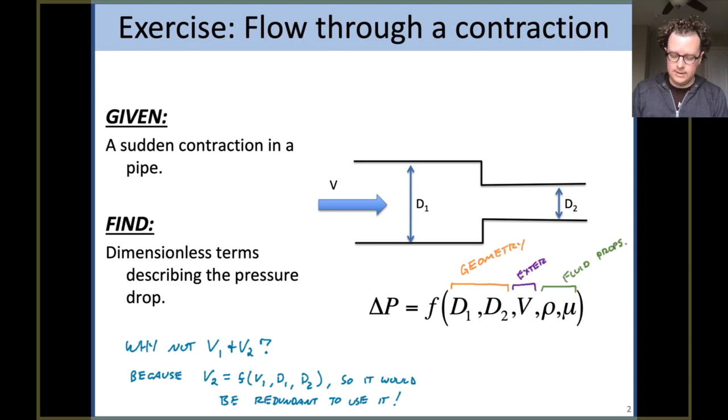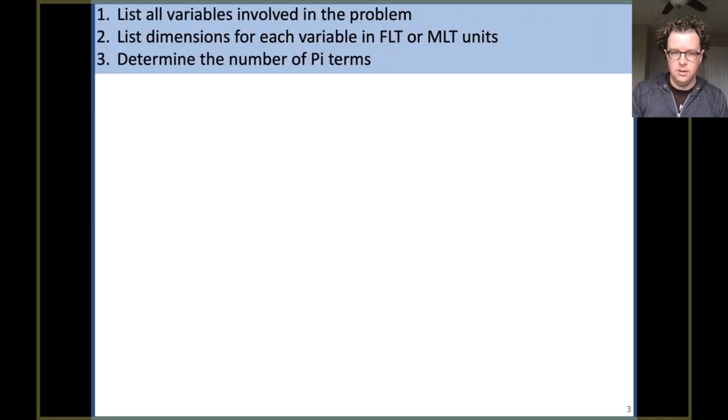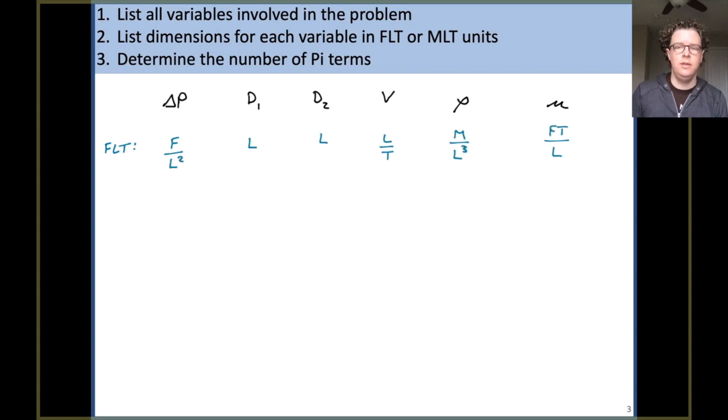Okay, so as I said before, these 3 groupings of variables, geometry shown in orange, external effects in purple, and fluid properties in green. All right, folks, here we go. Let's list all of the variables involved in the problem. Easy peasy, that was given to us. Let's list the dimensions associated with each one.